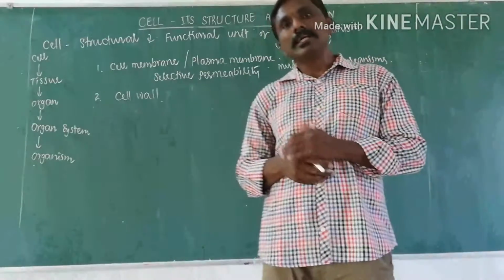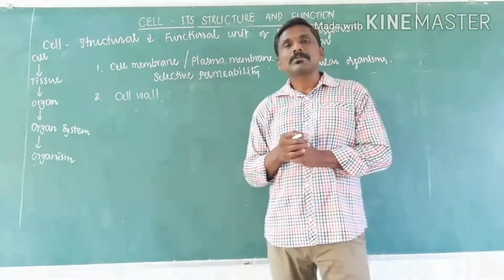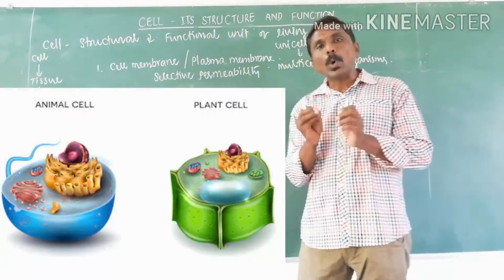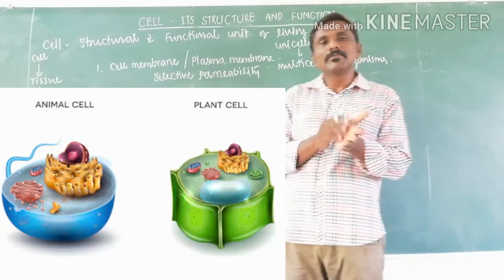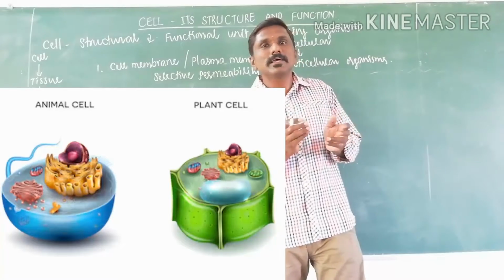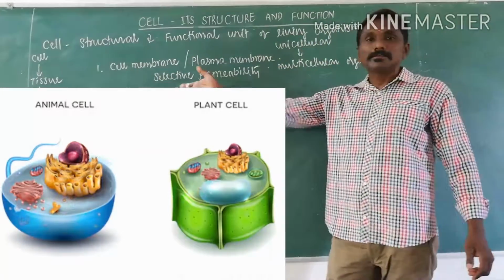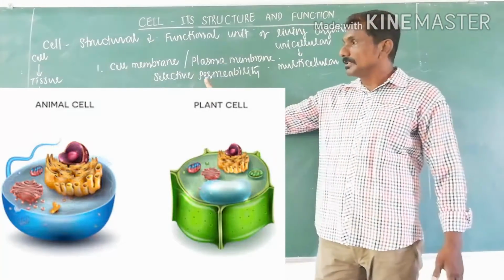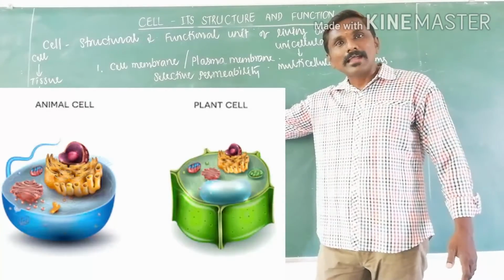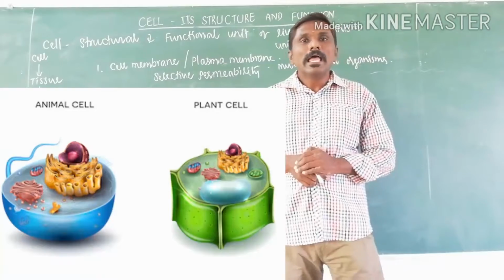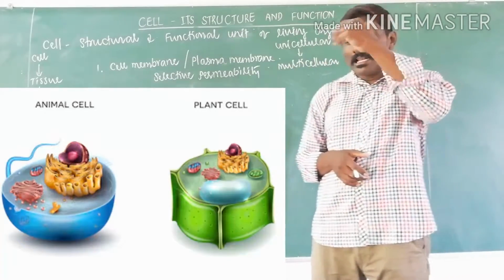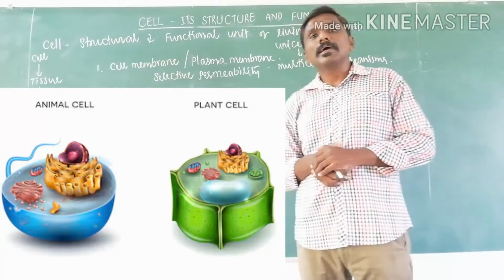Another one we will discuss, the second one, is the cell wall. The cell wall is an extra covering around the plasma membrane which is observed only in the plant cell. We can differentiate the plant cell and the animal cell just by the cell wall. The cell wall is present only in the plant cell.